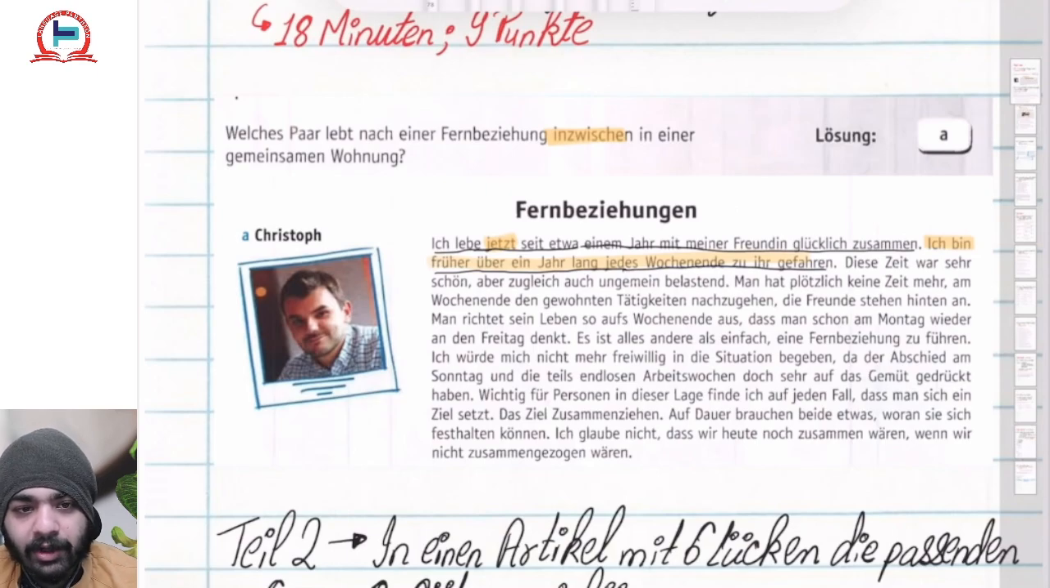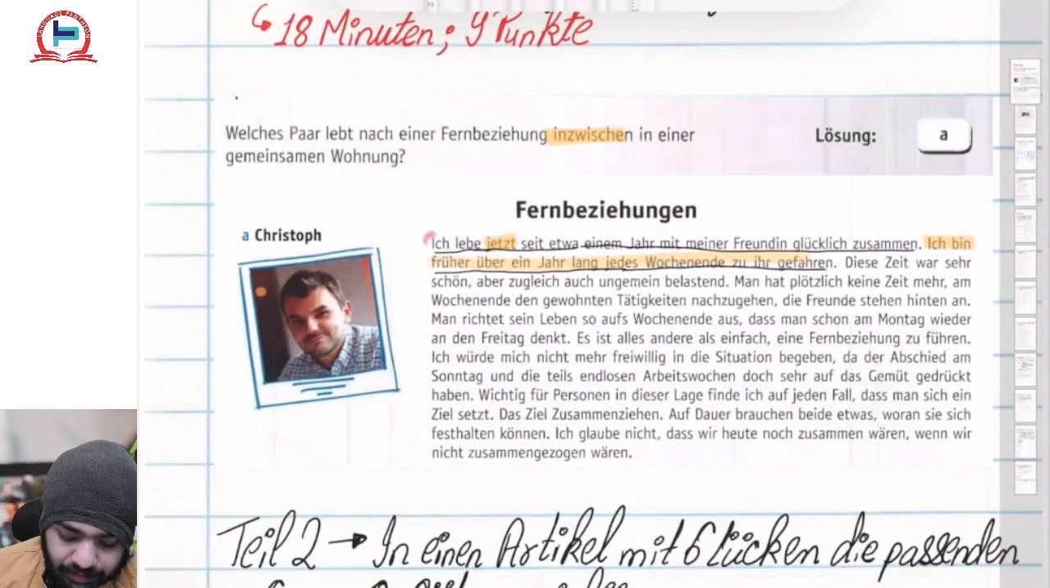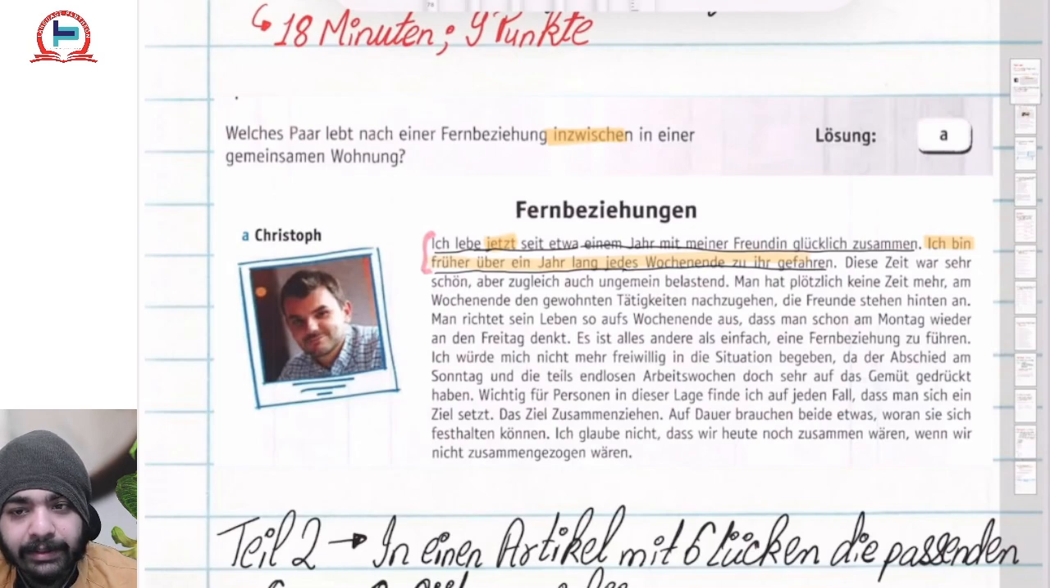So you see, at this level, they'll not be giving you the words as they are. You should not expect the same word to be written. You should look out for the synonyms, for the paraphrasing. He says, now I live since almost a year with my friend. So it tells us he lives together now. And the fact that he used to drive to her every weekend earlier tells us that it was a distant relationship. So that is not going to be direct. You have to dive into it. You have to learn to read between the lines. So this lets us conclude that the correct person to be allocated to this question should be Person A, nämlich Christoph. So that was Teil 1.